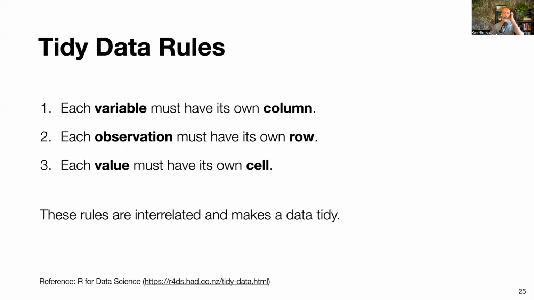Okay. These three rules, it's not like I came up with them. They were defined by Hadley Wickham, who is considered the father of this concept called tidy data. But if you go farther back in history, this is actually the concept of the relational database, so there's some similarity there as well. But nonetheless, here's the question: what is a variable? What is an observation? What is a value?